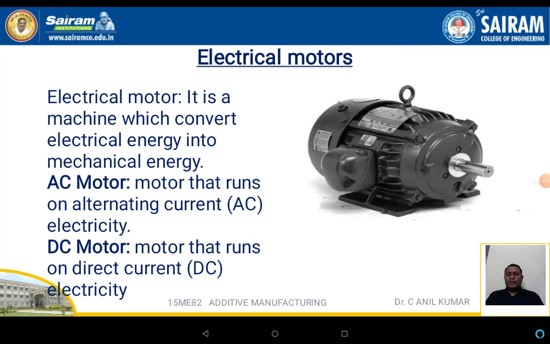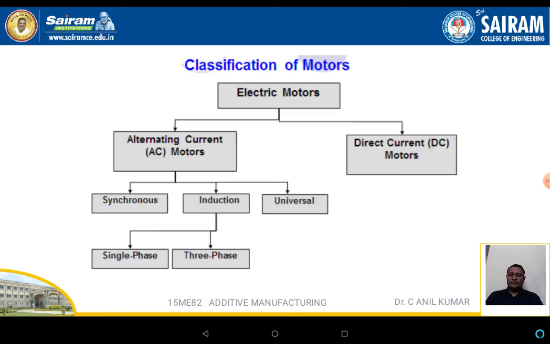Hi all. Till now what we have discussed with respect to the hydraulic and pneumatic actuators and motors. Now what we are discussing is with respect to the electrical motors. An electrical motor is a machine which converts electrical energy into mechanical energy. AC motor and DC motor. AC motors run on alternating current electricity. DC motors run on direct current electricity.